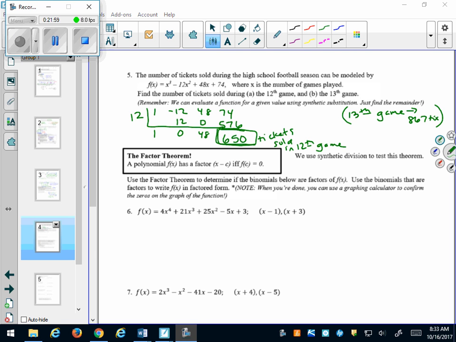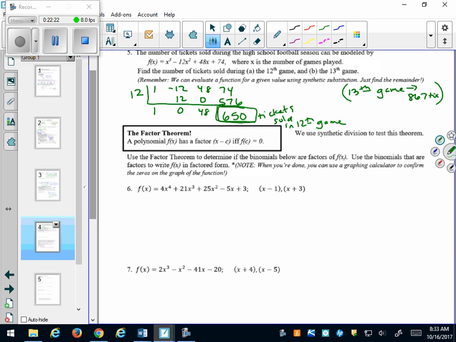Okay, did you get that? 650? 650 tickets sold the 12th game. So that remainder just gives you your substituted answer. That's called synthetic substitution. It's the same thing as synthetic division, but you're just looking at the remainder. Okay, that's the remainder theorem.